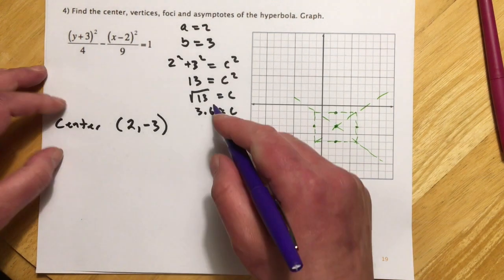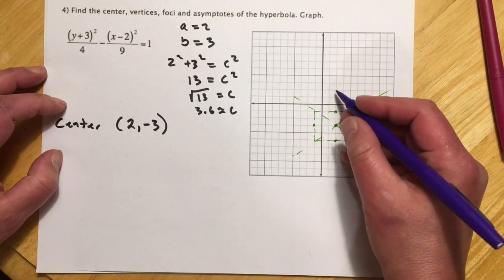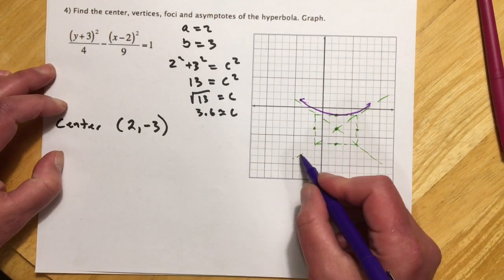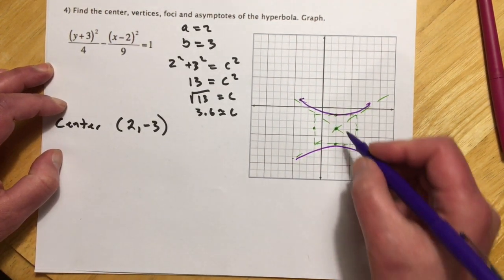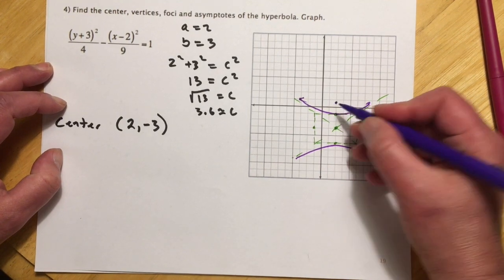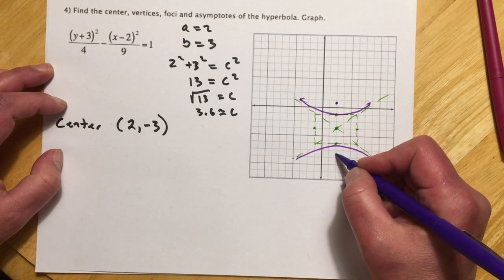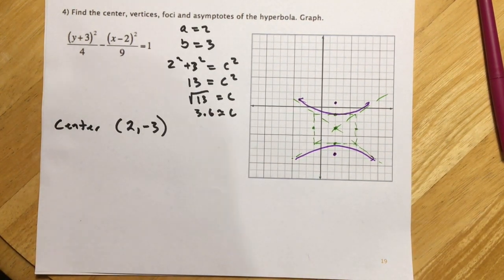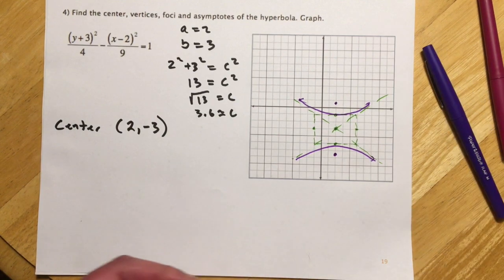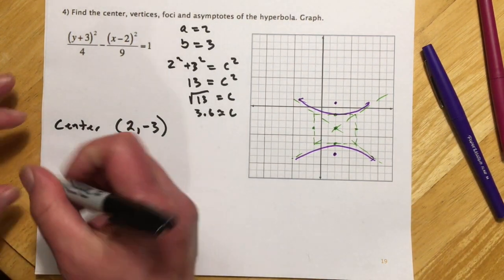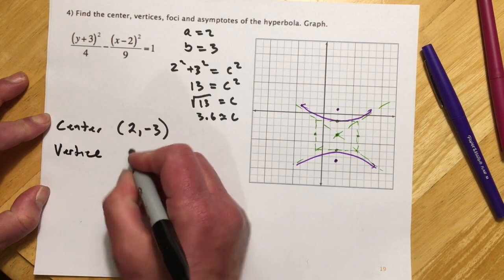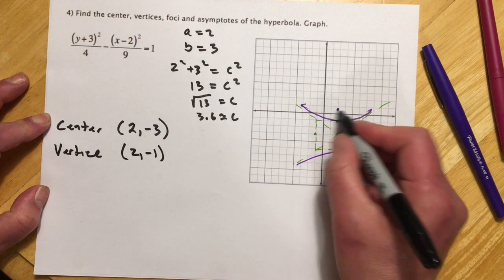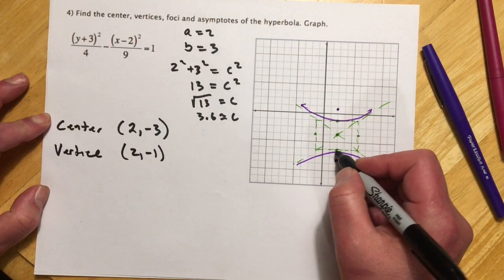And then the c was 3.6, so that's our focus. That's going to be off the vertex. We'll go ahead and draw on our graph. And then 3.6 off the center would be maybe there, and then 1, 2, 3, about there. And so then to get those points, the vertex we can just read off the graph pretty easily. So (2, -1) and then (2, and I think that's -5 down there.